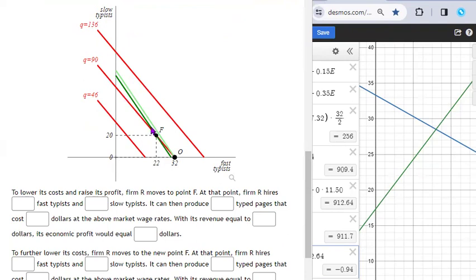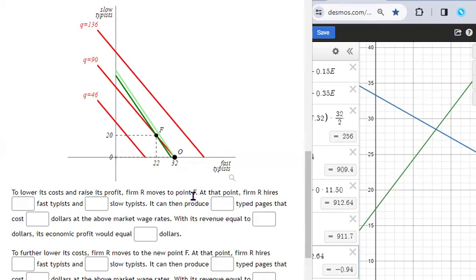And at this F point, notice that the iso-cost line is closer to the origin. Now, if the iso-cost line shifted all the way to the origin, the cost of producing anything would be 0 because we have 0 fast typists hired and 0 slow typists hired, right? So an iso-cost line that passes through the origin represents 0 cost. So as the green iso-cost lines move toward the origin, costs are lower, and we're going to show you that here, right?